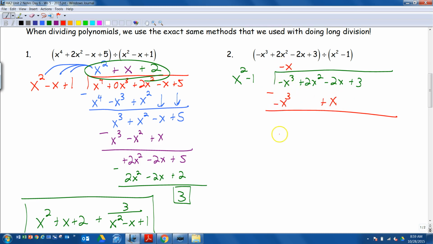Negative plus is 0. 2 minus 0 is we have a 2x squared. Negative 2 minus another one is a negative 3x. 3 minus 0 is plus 3. Okay, then we keep going.